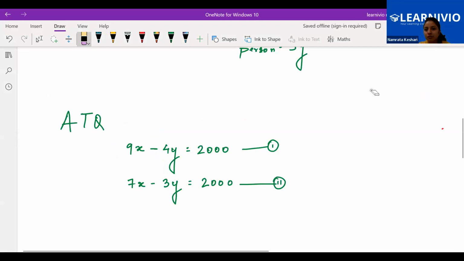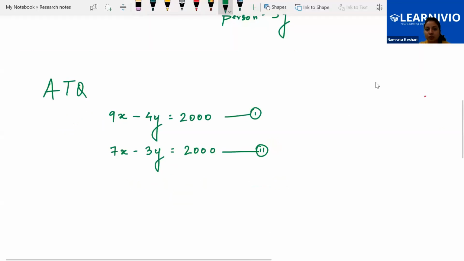Yes, we need to make any one of the variables the same, either x or y. So for that we will be doing the multiplication, right? Okay, so let's make the y variable the same, because we can see 3 is there, 4 is there. If we go for a smaller number, that will be easier to multiply, right?